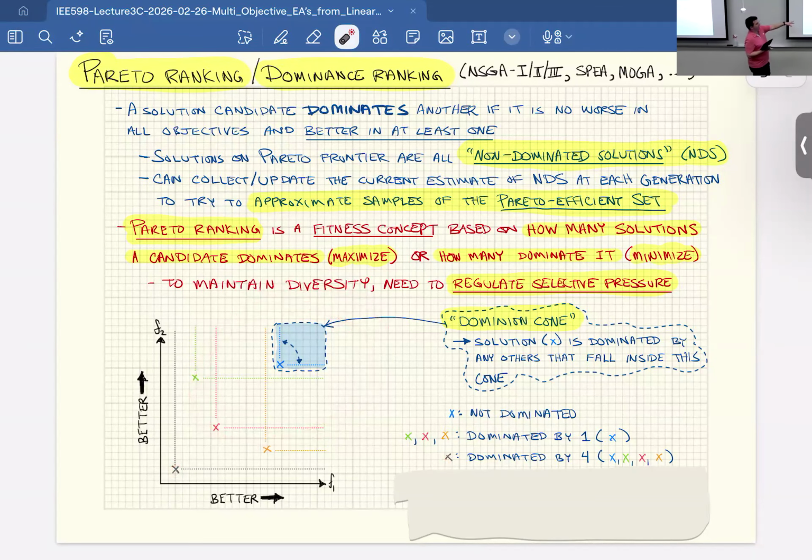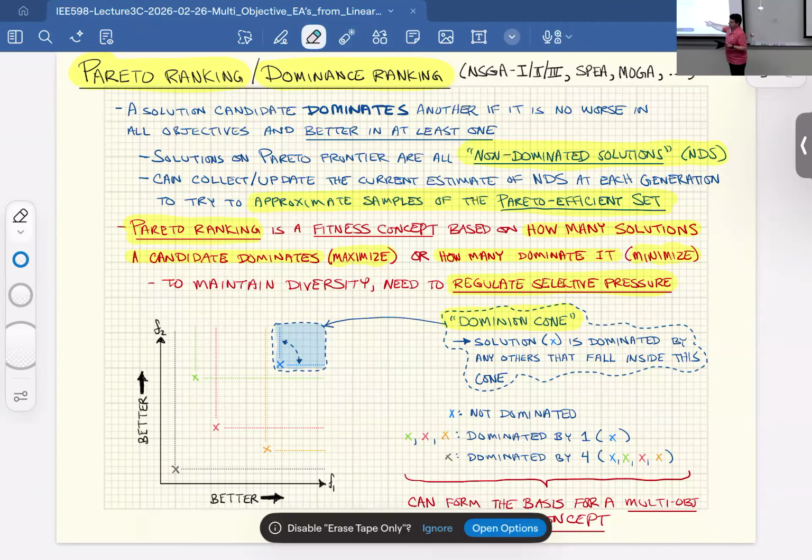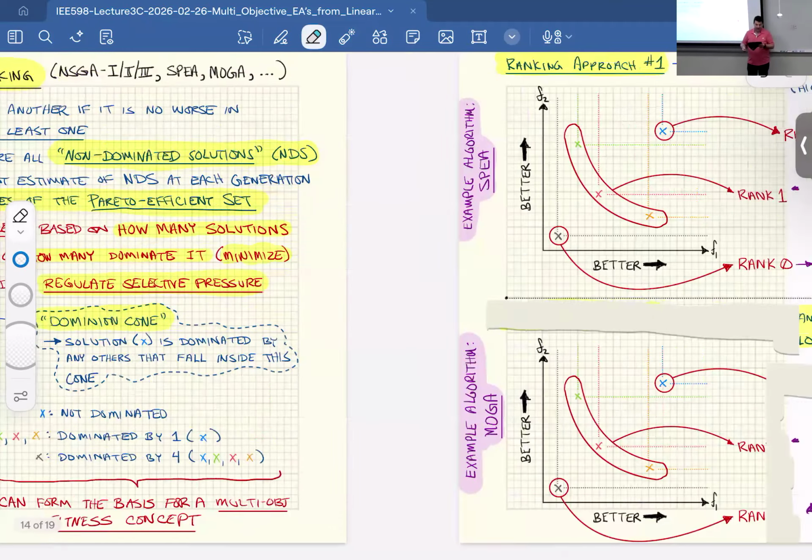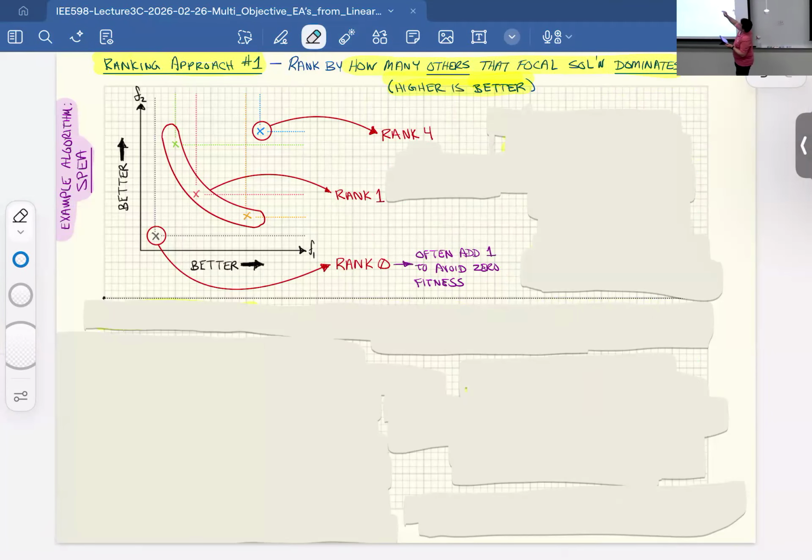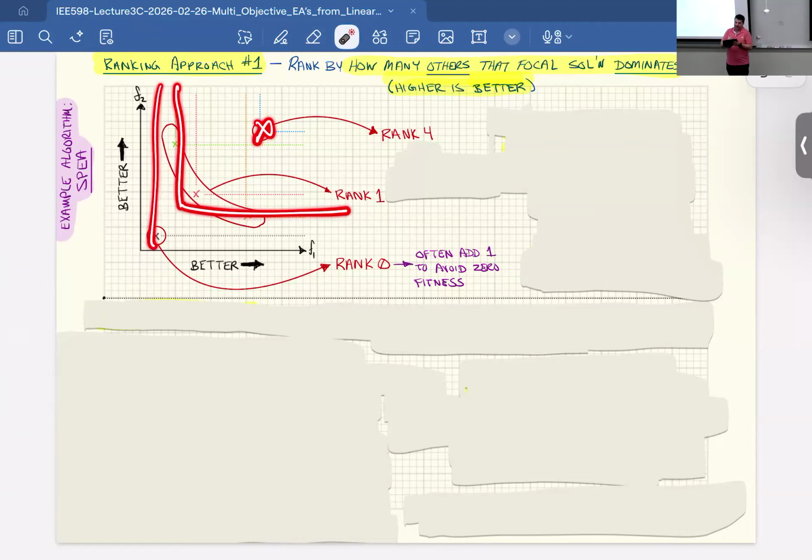So by these counts of who's dominating whom, we can now sort individuals by their dominance tier. It hints that we can build fitness based off of dominance, and there are three different ways that major algorithms do this. The first way is you rank by how many others the focal solution dominates. Here higher is better. This blue one is in the dominion cone of all of these three plus this one here.